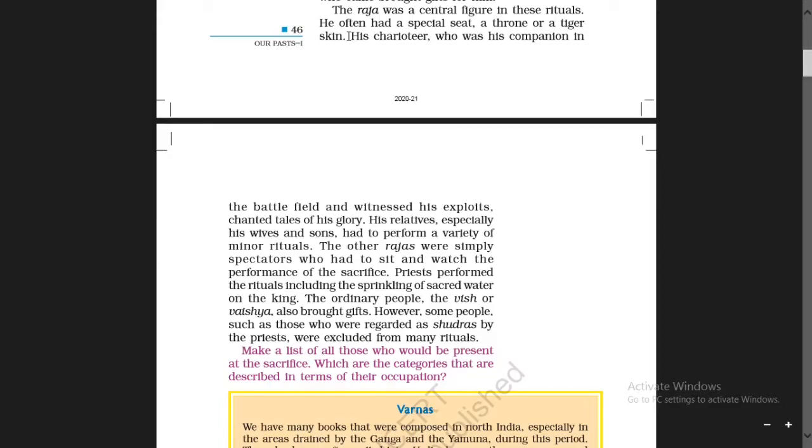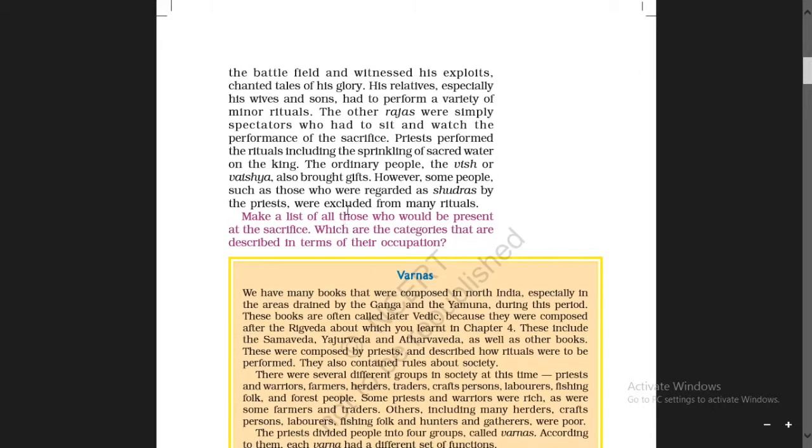And there he often had a special seat for himself, a throne, or a tiger skin. His charioteer, who was his companion in the battlefield and witnessed his exploits, chanted tales of his glory. Here that means his charioteer, the person who drives his chariot, and was his companion in the battlefield and witnessed his exploits. They used to chant tales of his glory.